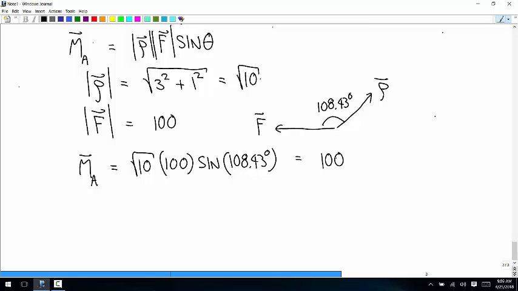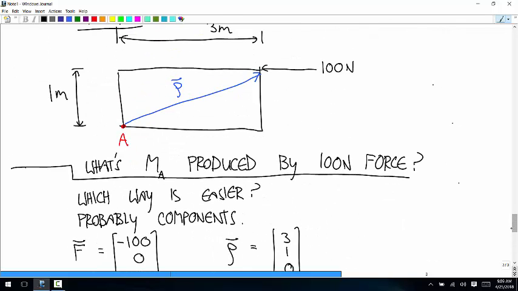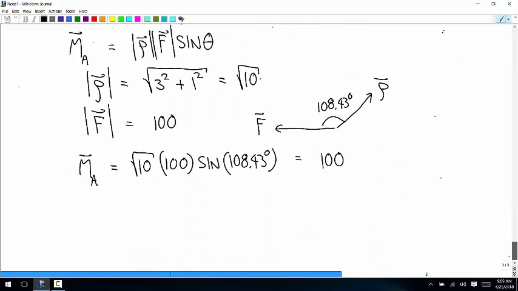And then there's one more thing you have to do when you do it this way. You have to think about the direction because this doesn't give you the direction of the rotation. So would that force make it rotate clockwise or counterclockwise around a hinge at A? Counterclockwise, so it's positive. And that's a Z component, but a lot of times we'll just write it like that.